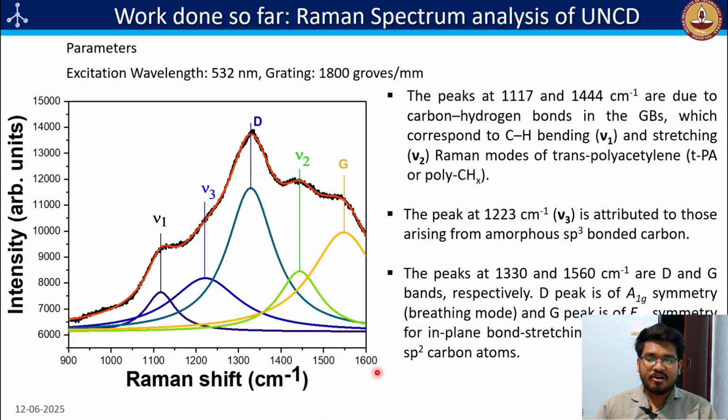So this sp2 is because of the graphitic, but sp3 bonding is because of the diamond. So this is a diamond structure, but that is not crystalline. This is from the amorphous.